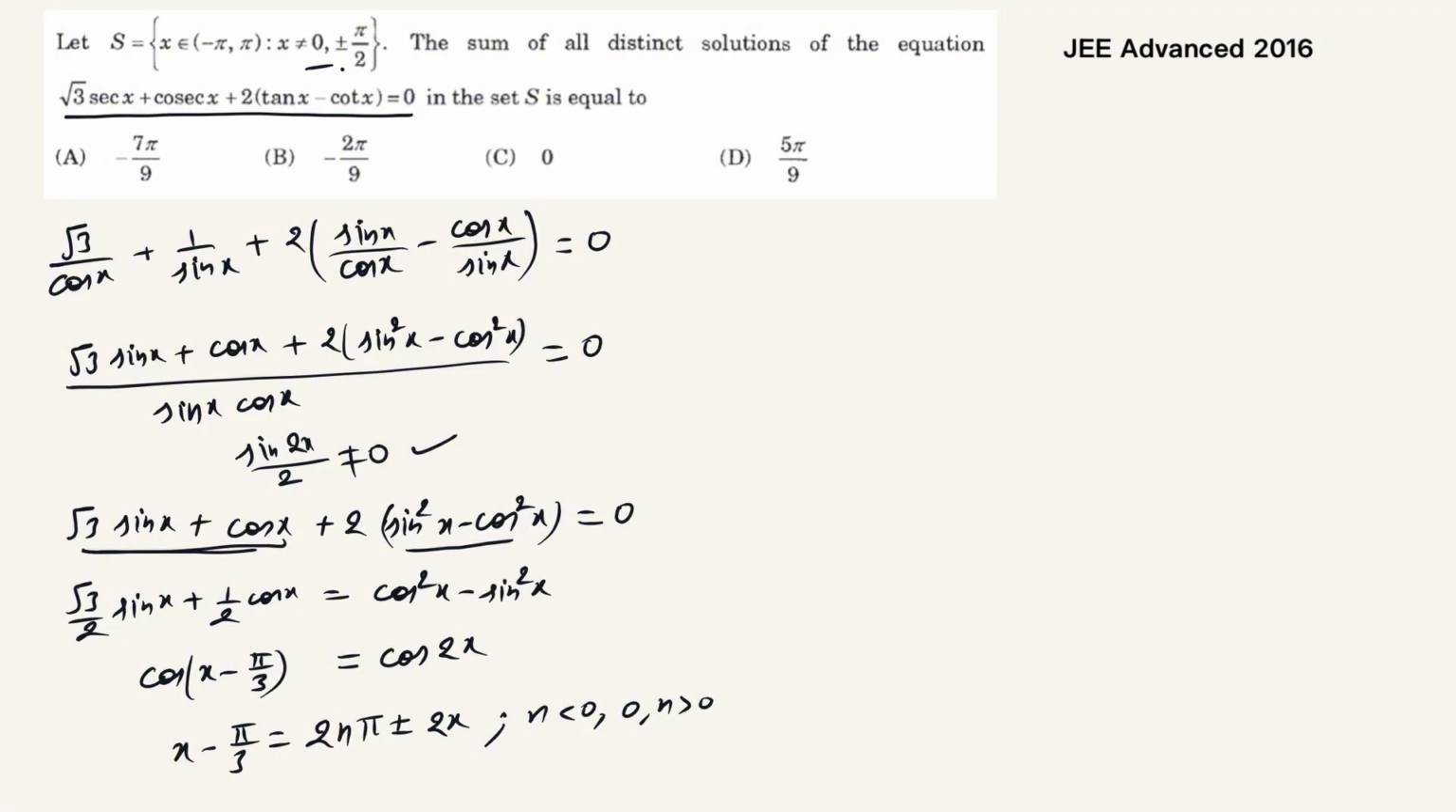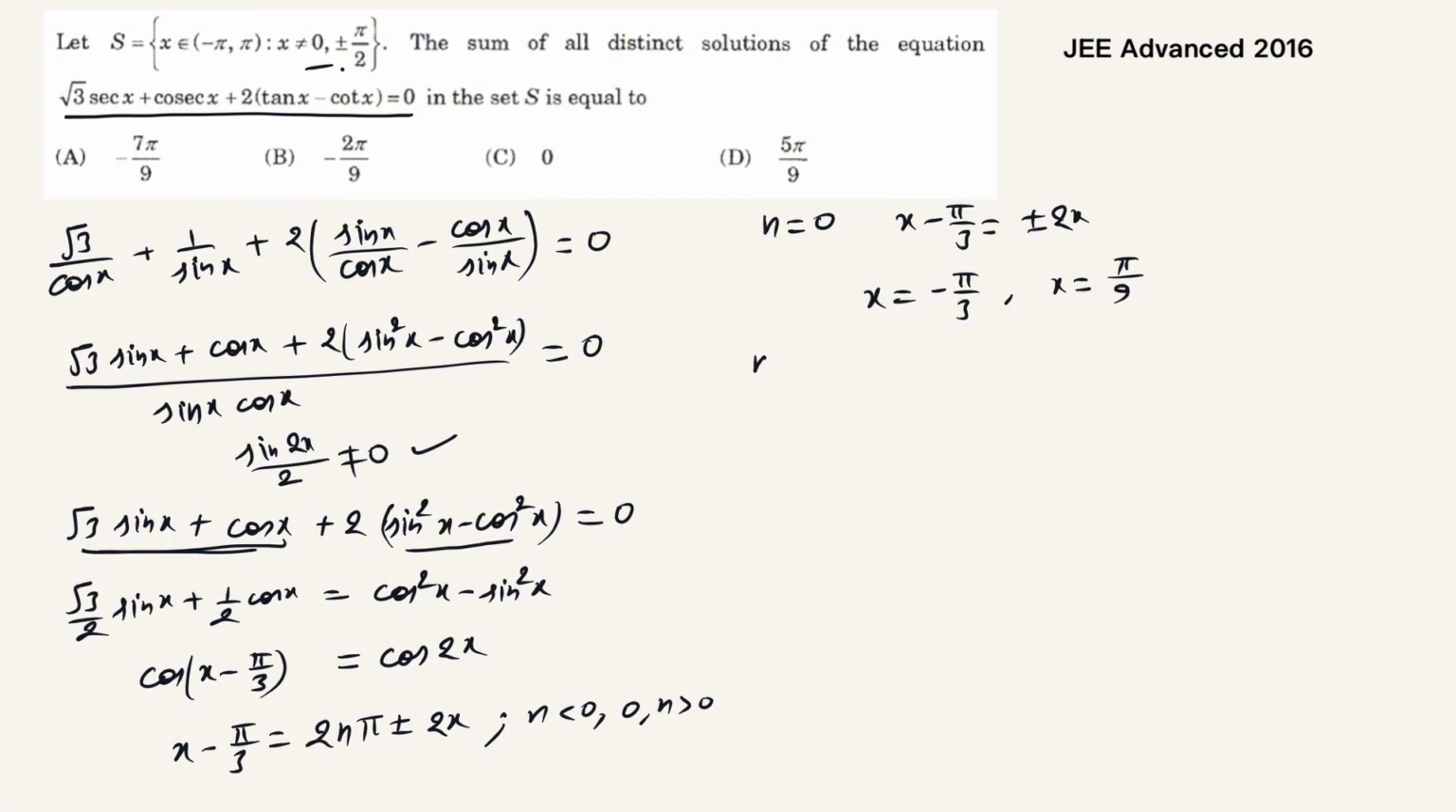And to find the solutions, we have to do an exhaustive search and only take those values which are between minus pi to pi. So let's do that. At first, let's find the values when n is equal to 0. So in this case, x minus pi by 3 is plus minus 2x, and it will give us two values. One is x equals minus pi by 3, and the second is x equals pi by 9.